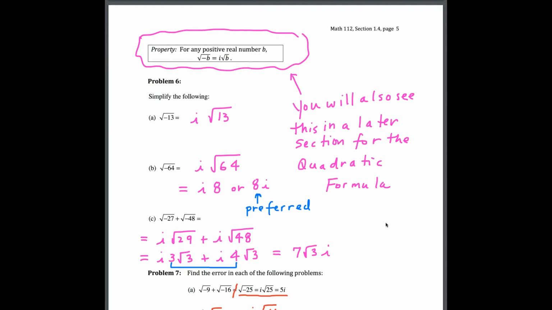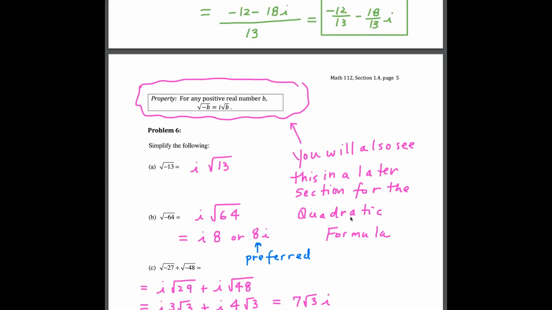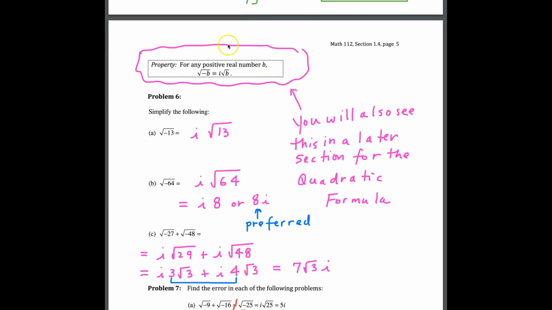Okay, so that really covers addition, subtraction, multiplication, and division. There's one other thing that we'd like to take a look at, and that's a certain property in which we can simplify square roots involving negative numbers. I'm going to stop here now with this video and continue on in the second video. So there'll be part 2 to this guided worksheet.